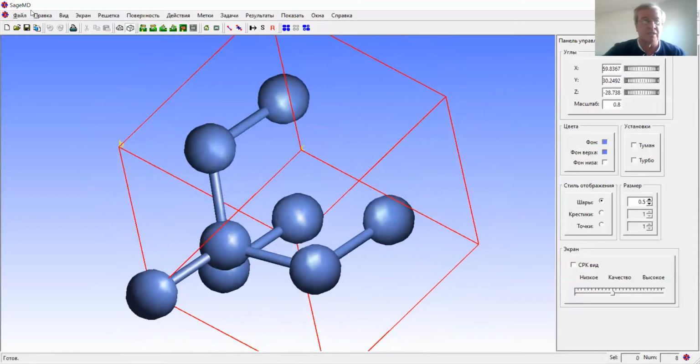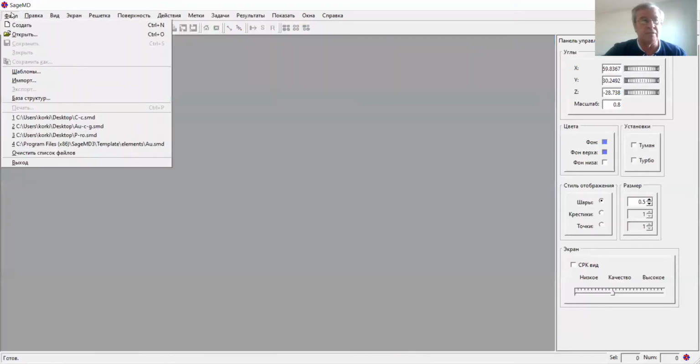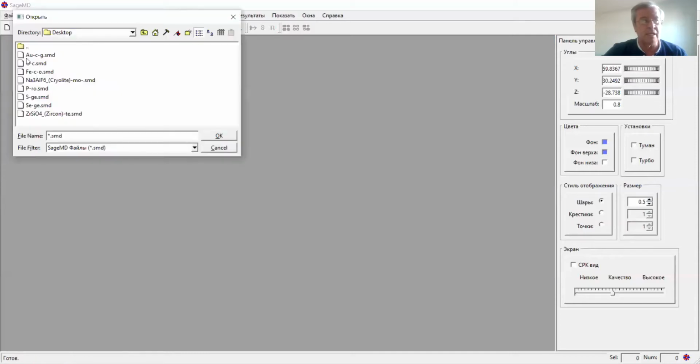All right, so let's go to the last example in a cubic symmetry, and it's iron.